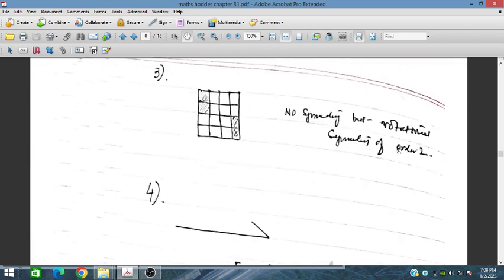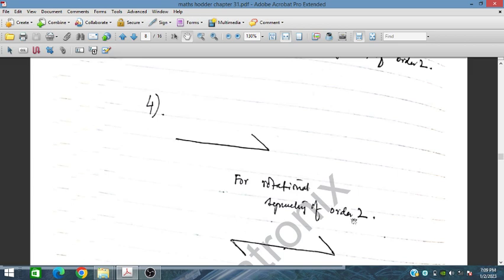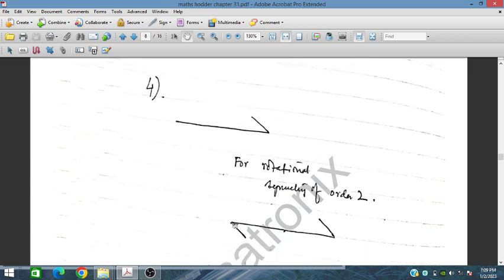No symmetry but rotational symmetry of order 2. So the reflection symmetry does not hold, but there is rotational symmetry of order 2. If we rotate it half, 180 degrees, this shape will be the same, but otherwise we cannot rotate. If we reflect across this line, there is no symmetry, but the rotational symmetry is of order 2. For rotational symmetry of order 2, we should have this one. So this will again appear if we rotate 180 degrees, it will appear like this.